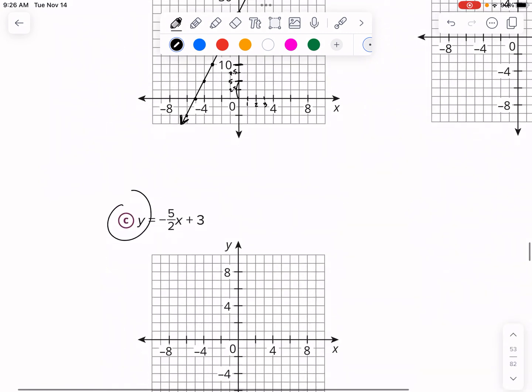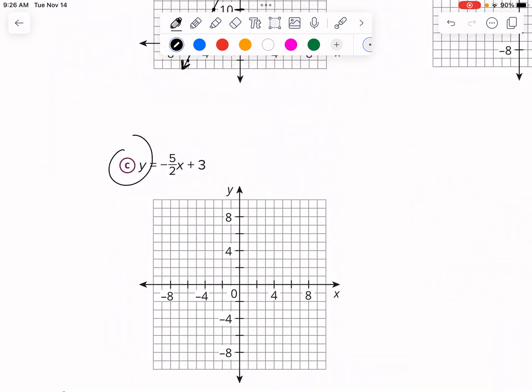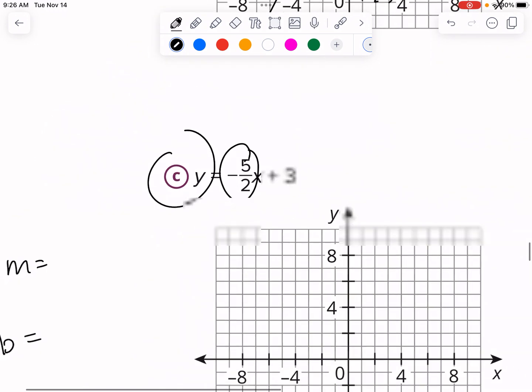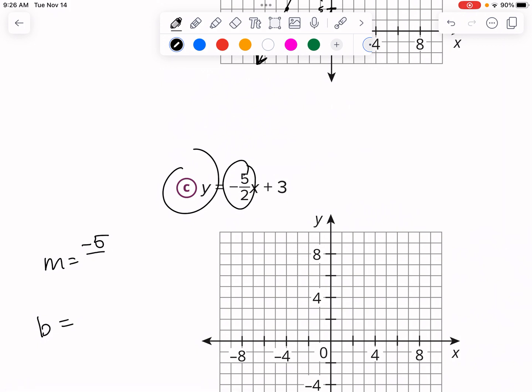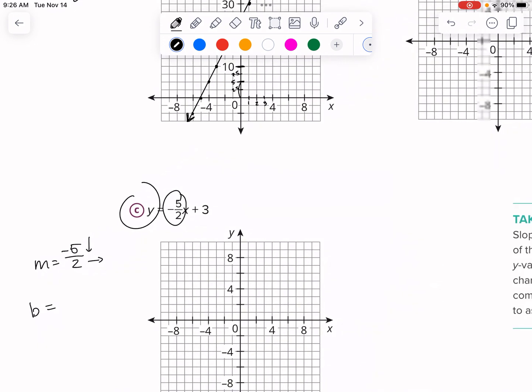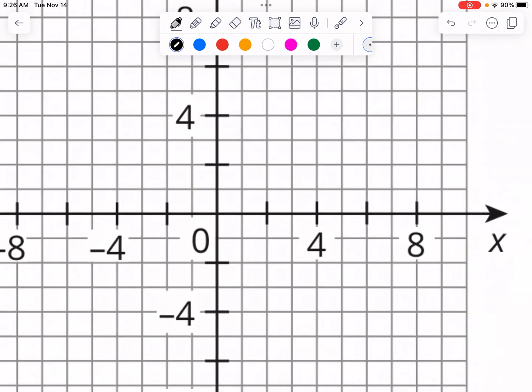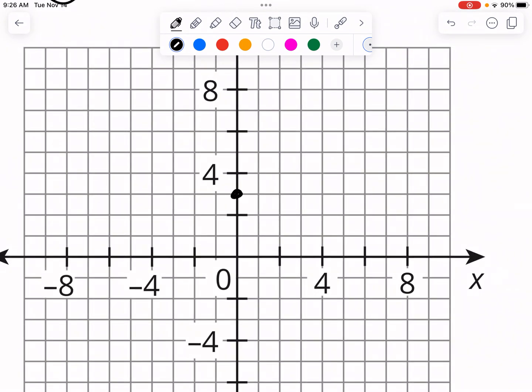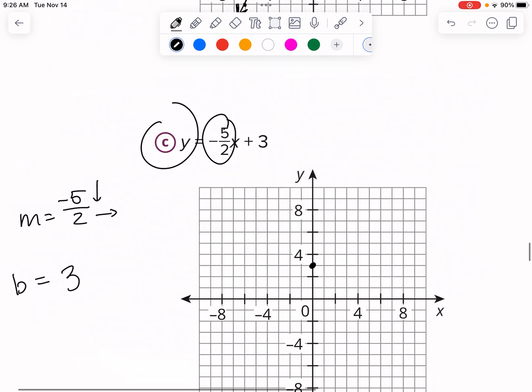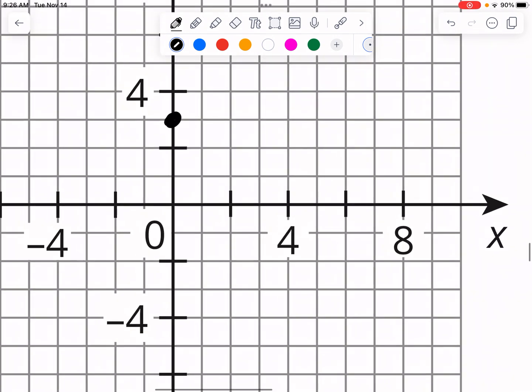Okay. And then let's do this one here. C, M equal to negative 5 halves, B equal to 3. Remember, when we have a negative fraction, I always prefer to put the negative with the numerator, so negative 5 over positive 2. This tells me to go down 5 and right 2. And our y-intercept is positive 3. Okay, so we're going to begin with positive 3. Positive 3 is right here. And it says go down 5, right 2. It looks like everything's going by increments of 1, so we're fine. Down 5, 1, 2, 3, 4, 5, right 2. So it should be right there.